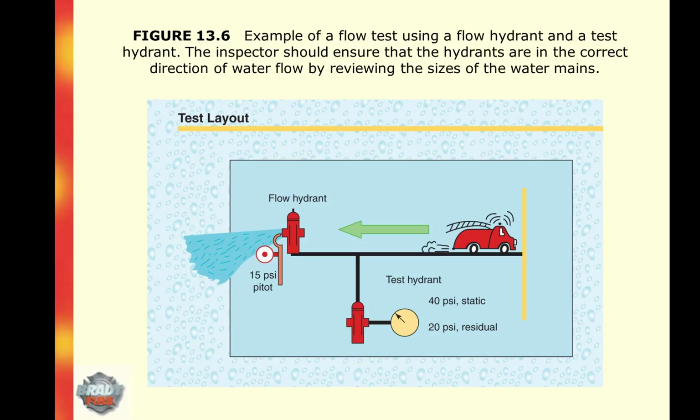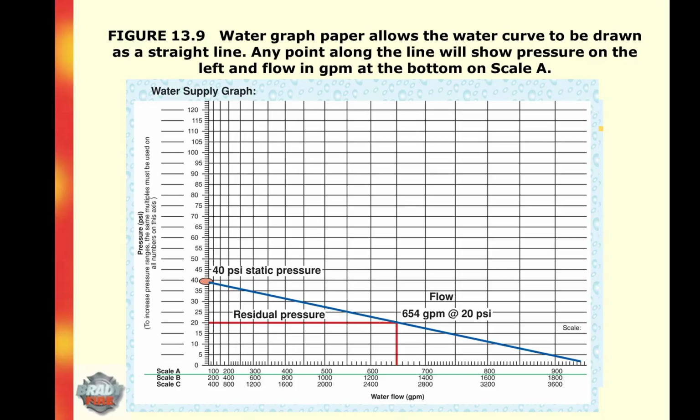If additional fire hydrant outlets are used, record the pitot reading and the residual pressure on the test hydrant at the same time. Take the data collected and draw the water curve from the hydrant system on the graph paper. The graph will show the available water at the fire hydrant location. Water graph paper allows the water curve to be drawn as a straight line.